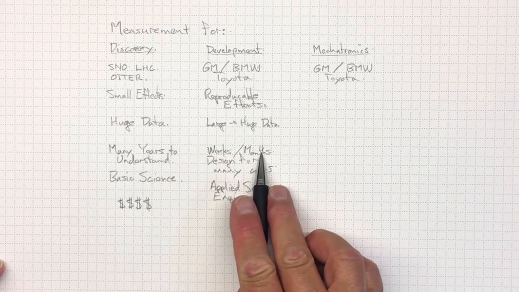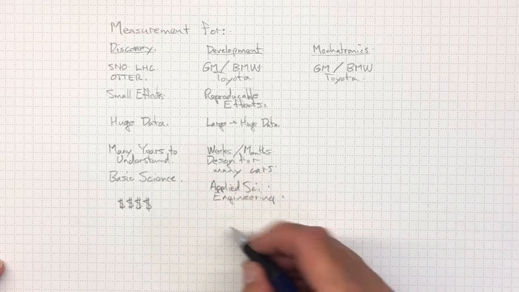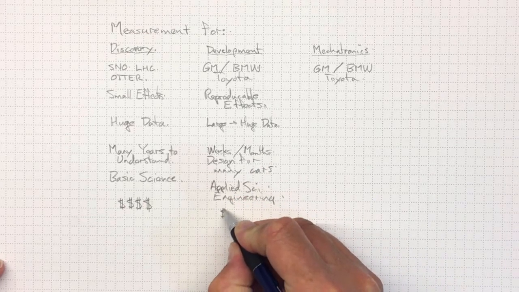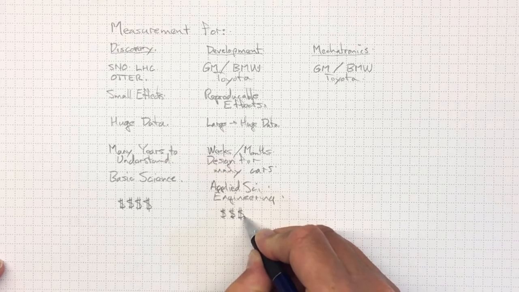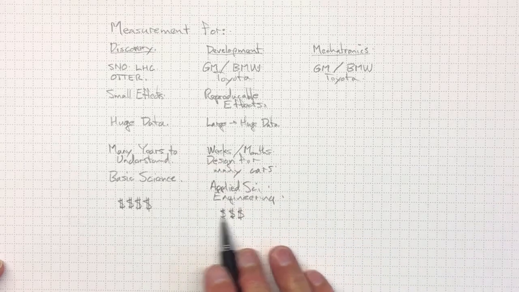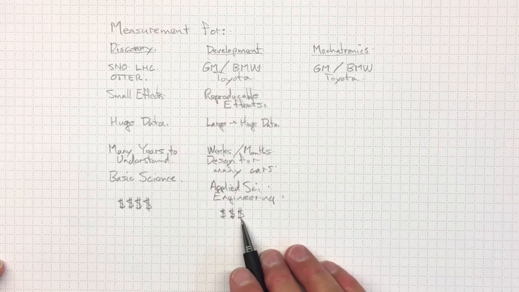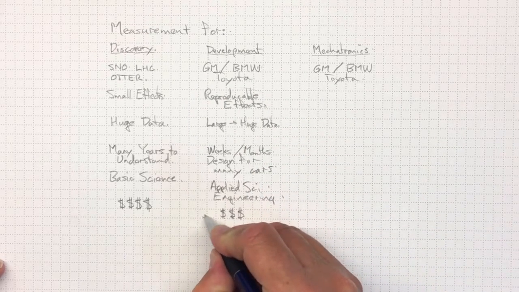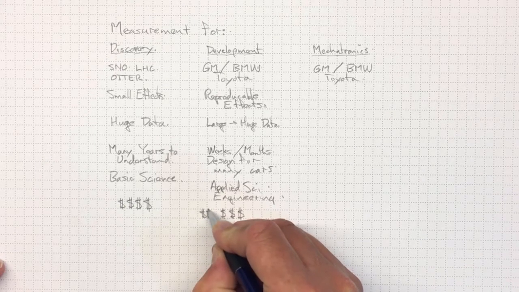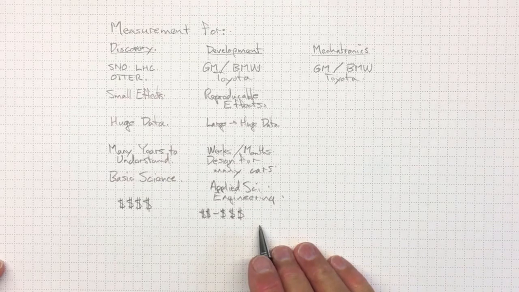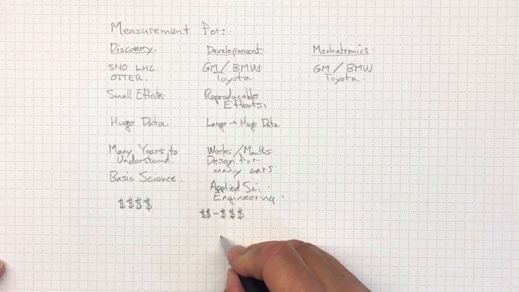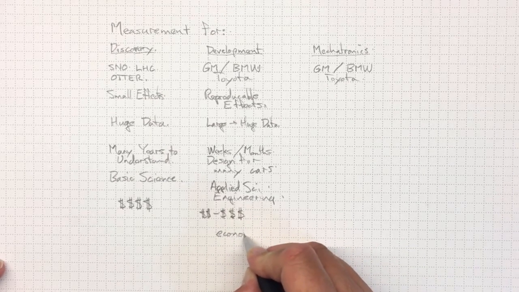Because we're going to apply this over many, many different cars, we can still afford to spend a fair bit of money on this development because we can recoup that cost of doing this development over many units. So we might spend somewhere between quite a few dollars and many dollars on development measurement because we've got economies of scale.